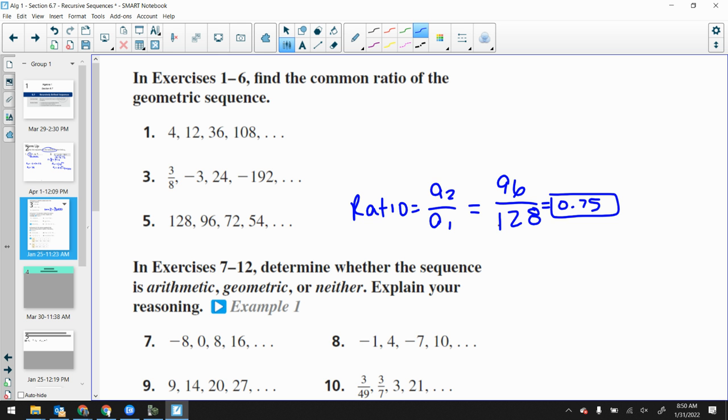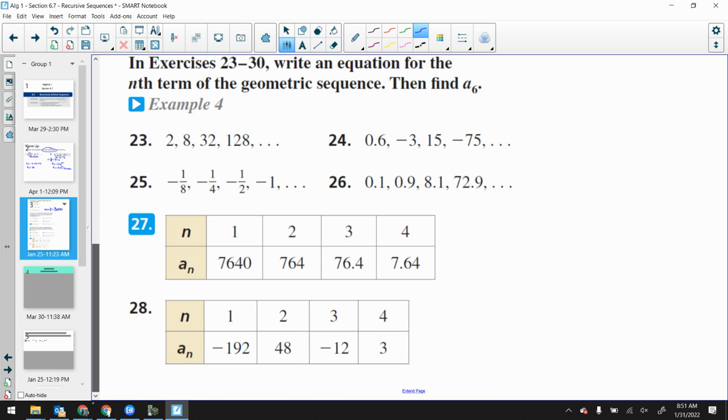Ron? 27 or 28. You pick. 27. Okay. So for 27, because this was the geometric sequence homework, I am told for all of these that these are geometric sequences. So I can go straight away. I don't even need to check the pattern. I know that they are geometric sequences. You said 27, correct?